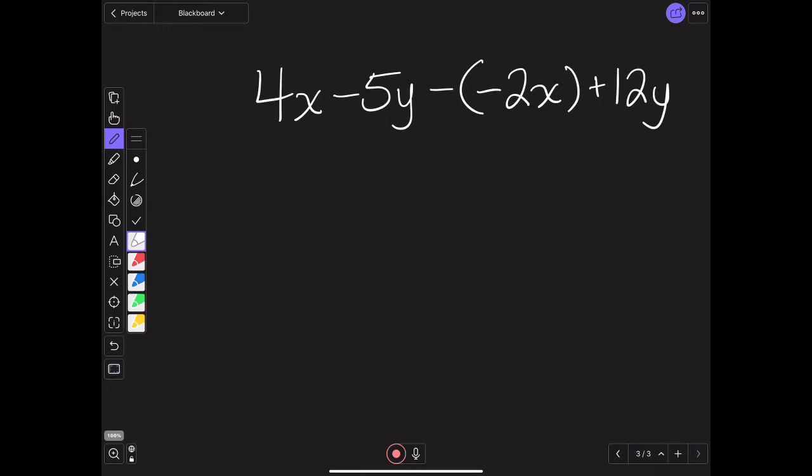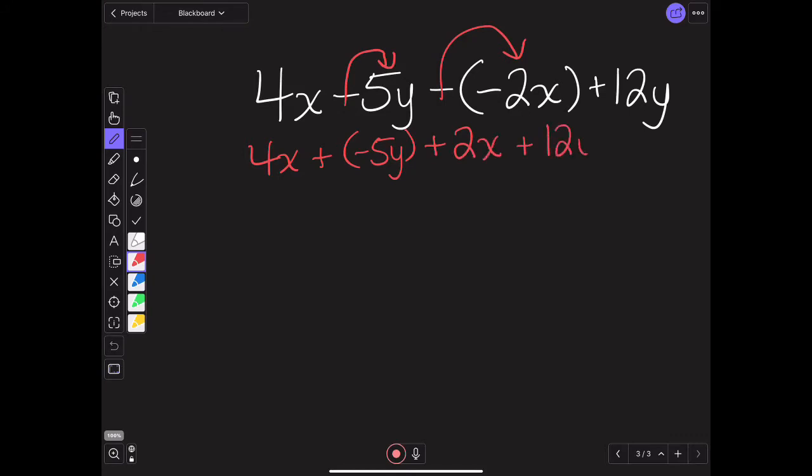So the first thing here you want to do is change all your subtraction to add the opposite. I still think I'm going to stand by that. That's the easiest way to do these problems. So we have 4x plus the opposite of 5y. Okay, add the opposite here. The opposite of 2x, which is kind of confusing to say, would be plus 2x plus 12y.